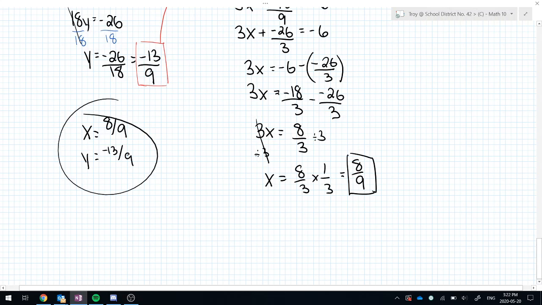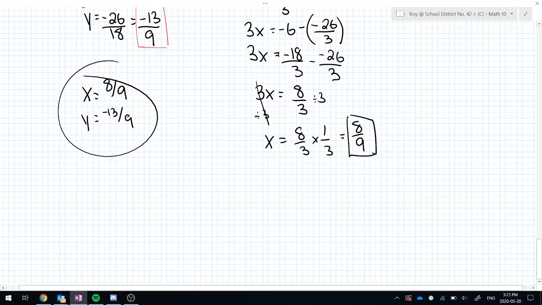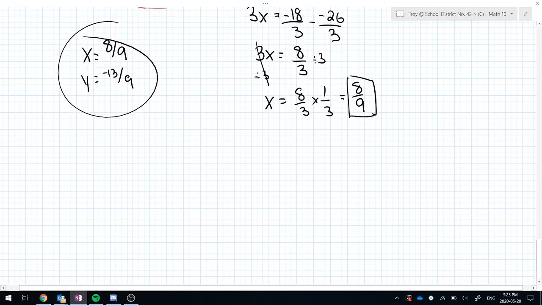Tough question. It's not always going to work out that you get crazy fractions for your solutions, but this was a good one just to show you the kind of questions or the kind of answers you can get. So you have to make sure you're really good with your fraction algebra there. Okay, so we're going to end it there for this week.